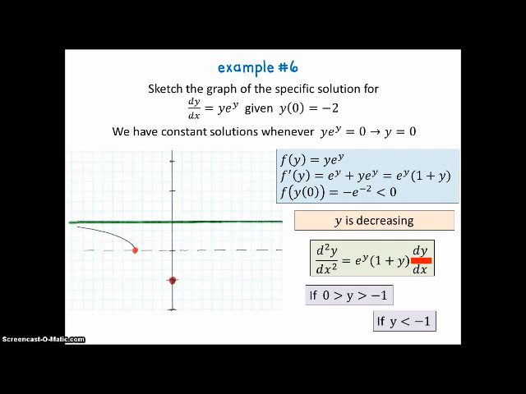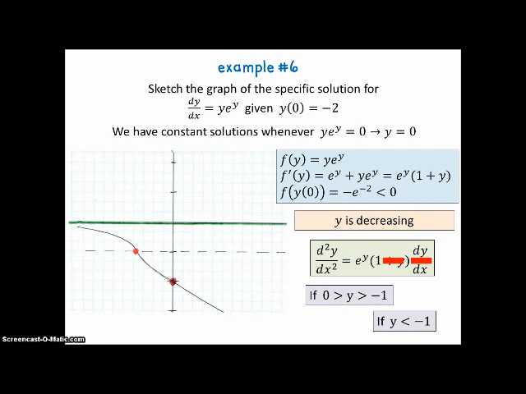Furthermore, if y is less than -1, then our f prime of y will be negative, and now we have a positive second derivative. So that bottom half of the graph is going to be concave up. Notice that there is no horizontal asymptote below our curve. So that's just going to continue on down, decreasing concave up without a lower bound.